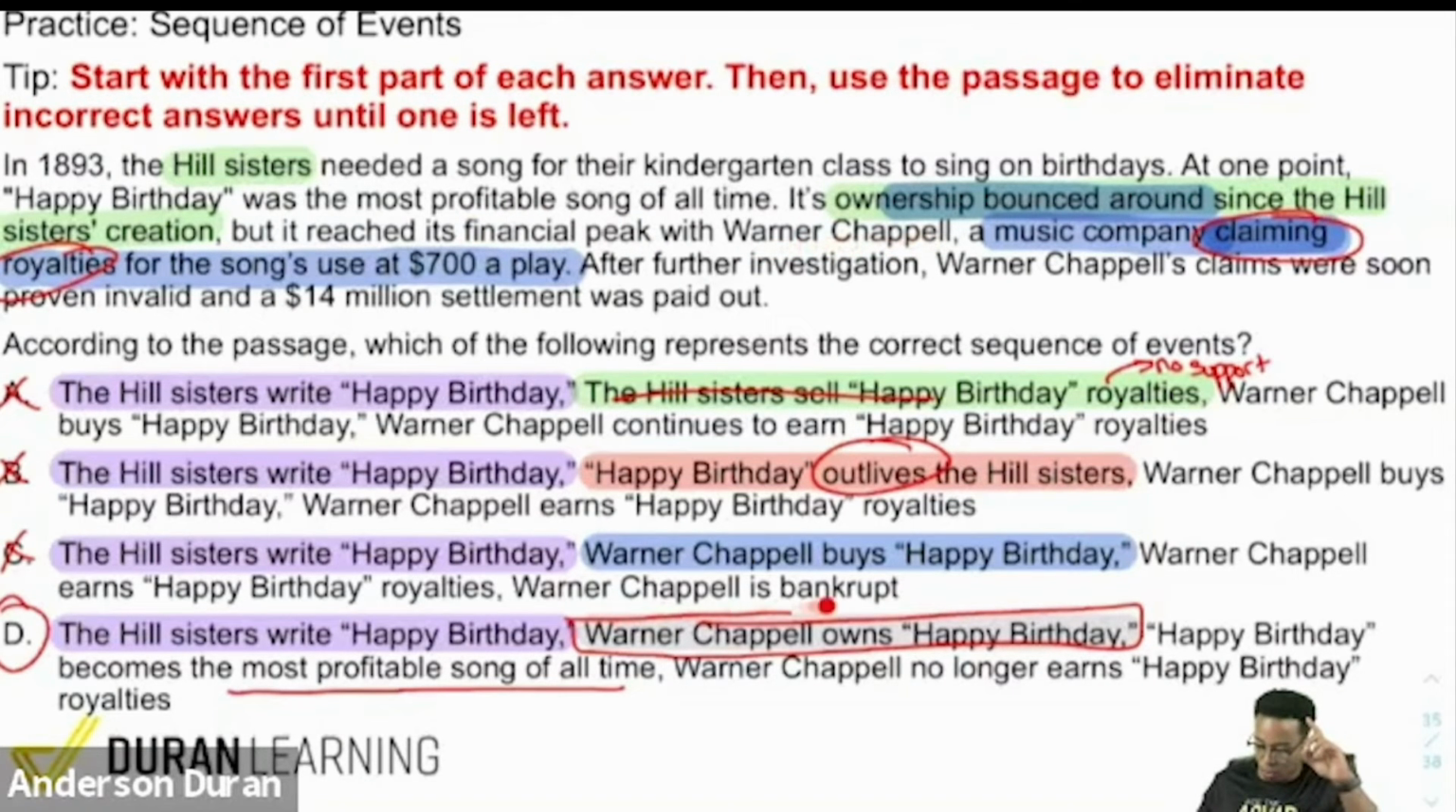So once Warner claimed the royalties, it became the most profitable song of all time. And then after the investigation, Warner Chappell's claims were proven invalid. So he no longer earns the royalties. So that's why D is the answer. I know this one was a lot. But do you see why? Do we see why, my party people?